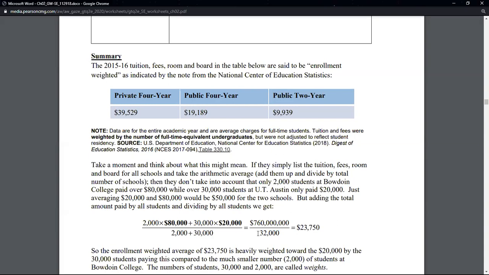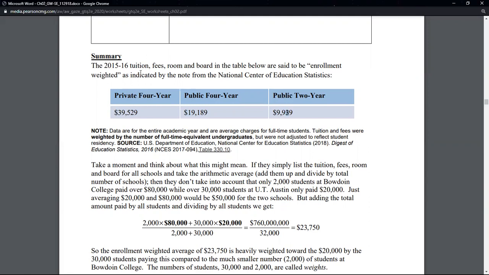So 2,000 plus 30,000, you do the math, you end up with 32,000. Because there were a ton more, 15 times as many more students at Austin versus Bowdoin, the B school, because there were way more students, that average is a lot closer to what they're paying than what the other people are paying. So that's where these numbers came from, is what they were saying above.